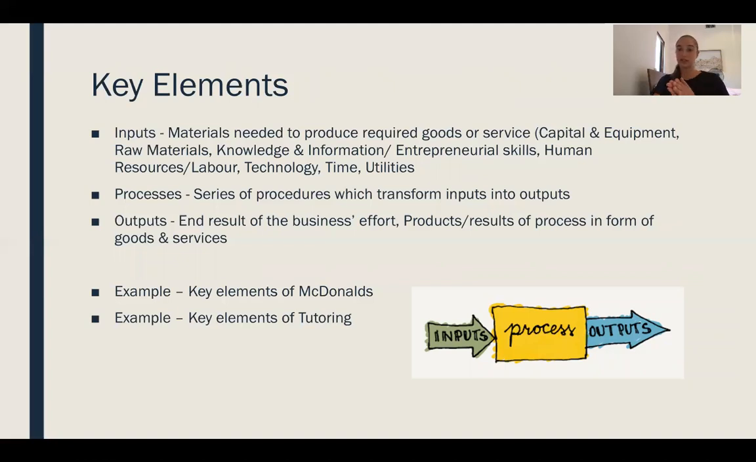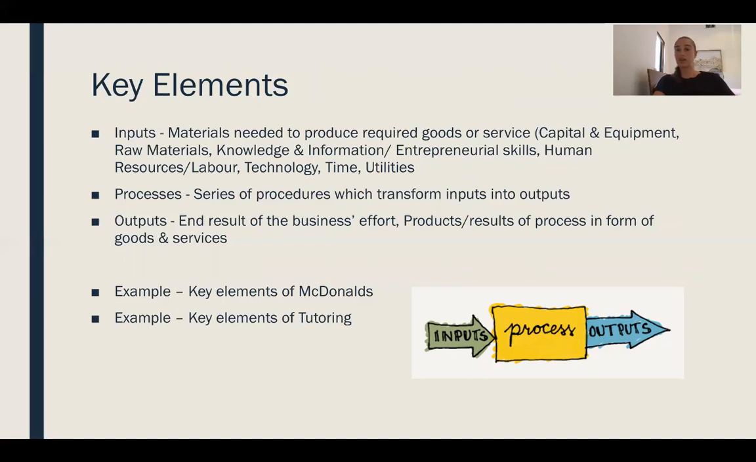Next is your processes, which transform your inputs, your materials into your final output. This is usually through things like machinery, also through employees, but they're the main two. And finally, you have your outputs, which is the end result of the business's efforts, and these are the final goods and services which are then sold to the community.